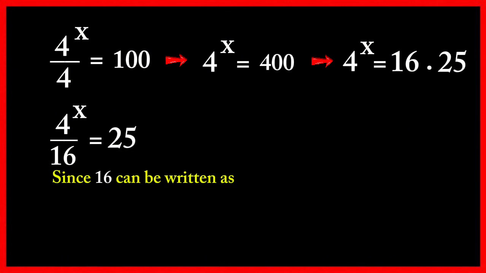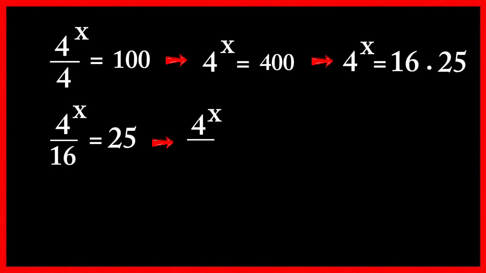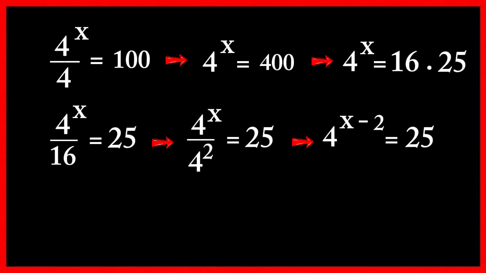Since 16 can be written as 4 raised to the power of 2, our expression becomes 4 raised to the power of x divided by 4 raised to the power of 2 equal to 25. According to the laws of indices, when the bases are the same and we divide, we subtract the exponents. Therefore, 4 raised to the power of x minus 2 is equal to 25.